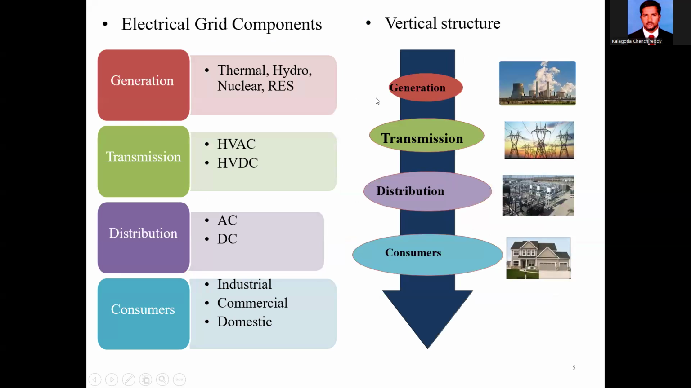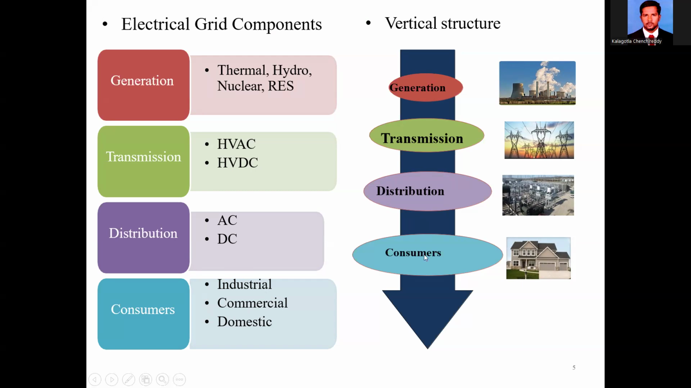Next, these are the diagrams of the electrical grid. In this electrical grid, we have generation, transmission, distribution, and consumers. In generation, there are four sources: thermal, hydro, nuclear, and renewable energy sources such as solar and wind. Next, transmission lines are classified into two types: HVAC and HVDC. Distribution lines are again AC distribution and DC distribution. And consumers are in three categories: industries, commercial, and domestic.